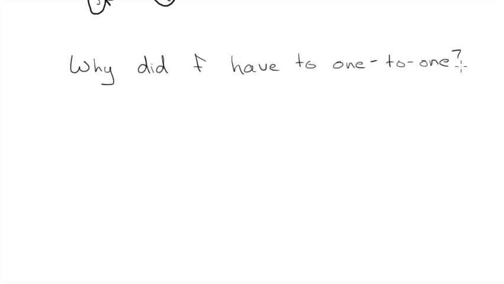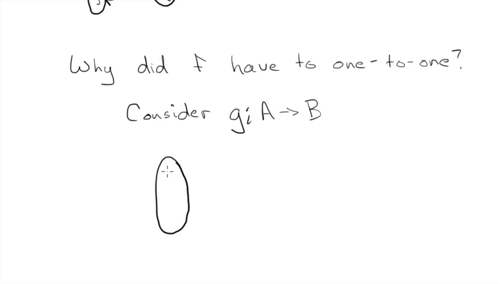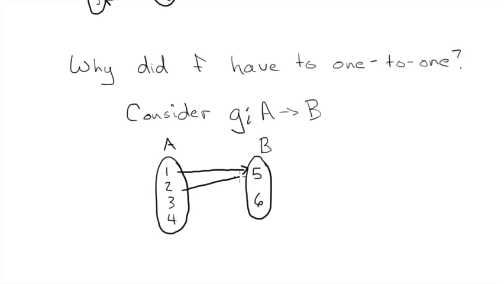Well, think about a function that is not one-to-one. So consider, let's call this new function g, which goes from A to B. And g won't be one-to-one. Not very creative, so I'll use good old set 1, 2, 3, 4. But B is only going to have two elements, let's say 5 and 6. So g is going to take 1 to 5 and 2 to 5, 3 to 6, and 4 to 6.